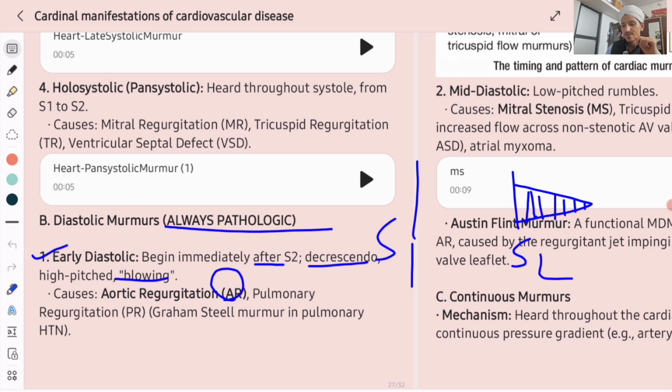That is nothing but Graham-Steell murmur in pulmonary hypertension. The early diastolic murmur of pulmonary regurgitation due to pulmonary hypertension is known as Graham-Steell murmur. Okay, we will hear that.